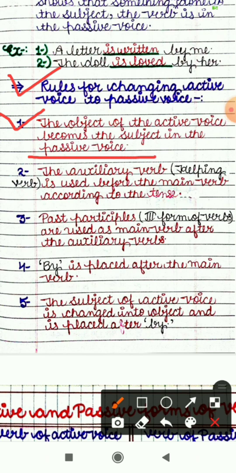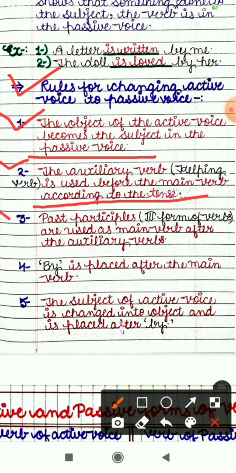So as I have already told you through the examples, the object of the active voice becomes the subject in the passive voice. Means which is object in active voice, when we change into passive, it will become a subject. Second rule is the auxiliary verb, helping verb, is used before the main verb according to the tense. So the changing of tense will be there according to the tense only, and the auxiliary verb, helping verb, will be used before the main verb according to the tense.